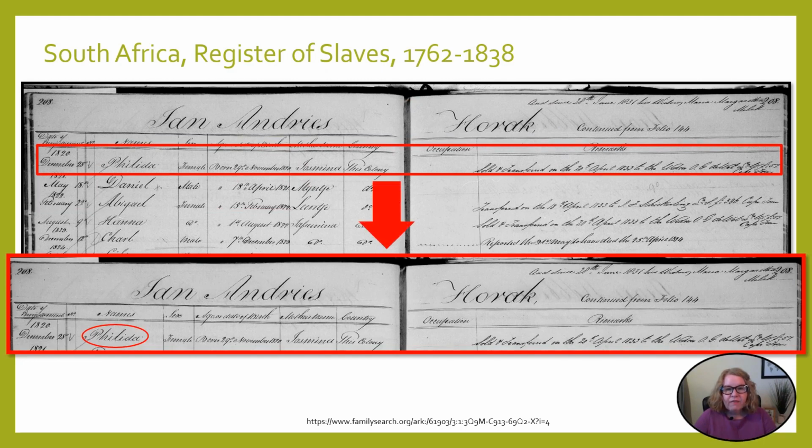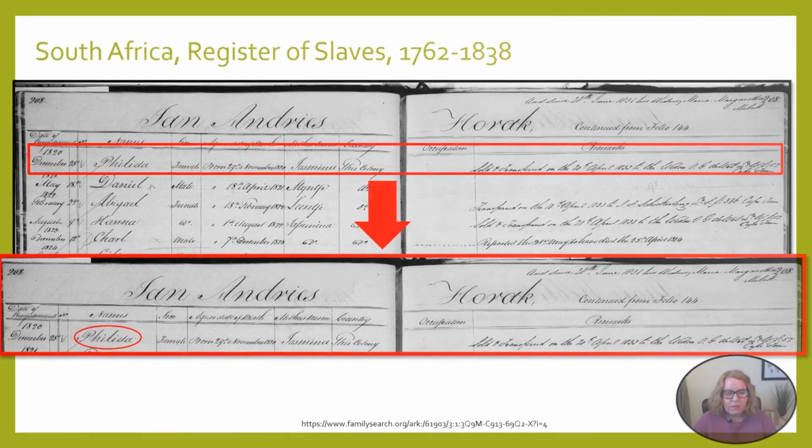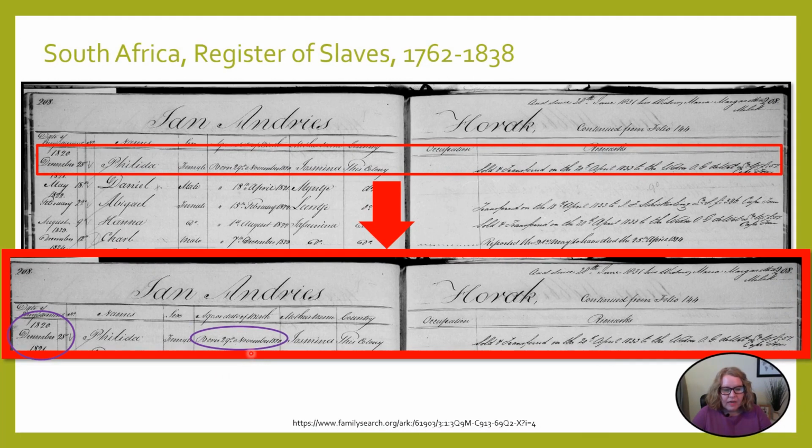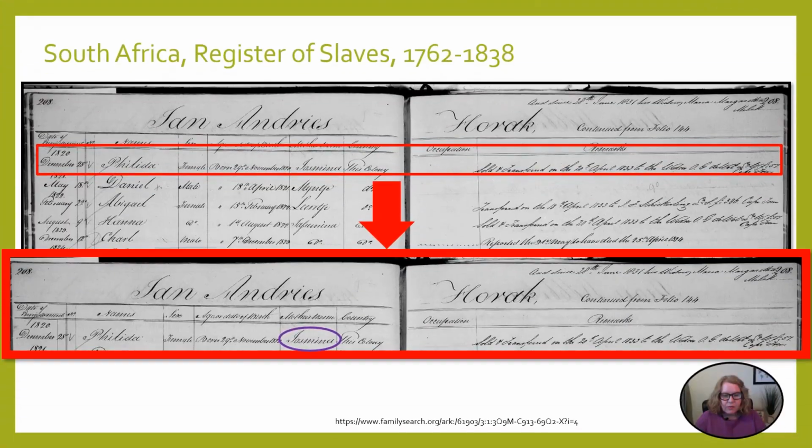So let's take a look at the first entry for the enslaved person by the name of Felida. So I've enlarged that so that we can see. Felida's name is in the red circle there. And what we can see is that she was born on the 29th of November, 1820, and she was registered on the 28th of December, 1820. As we move through this, we can see her mother's name was Jasmina, and she was born in this colony, meaning the Cape Colony.